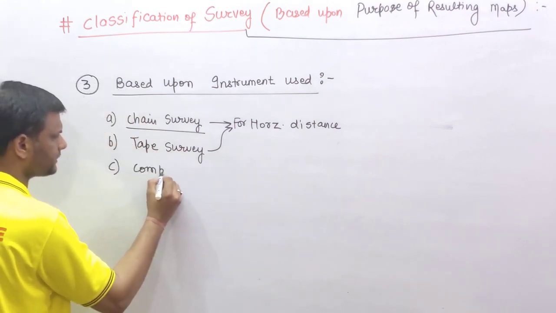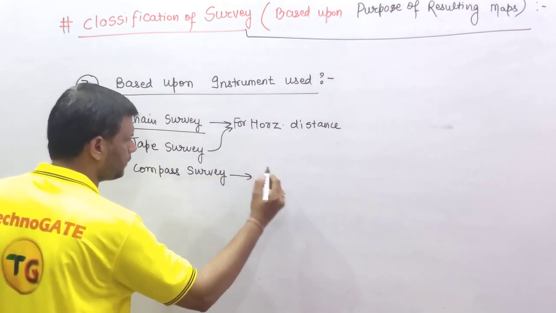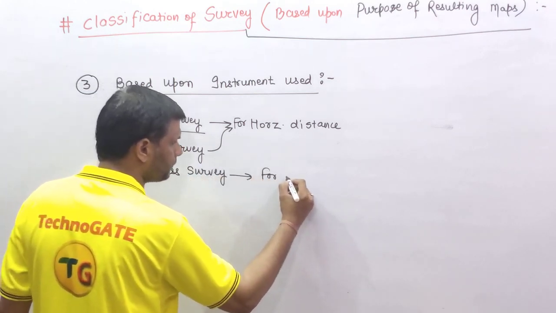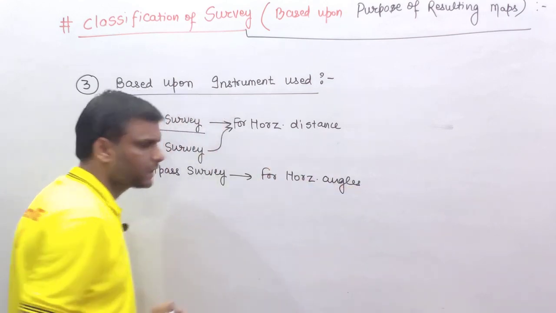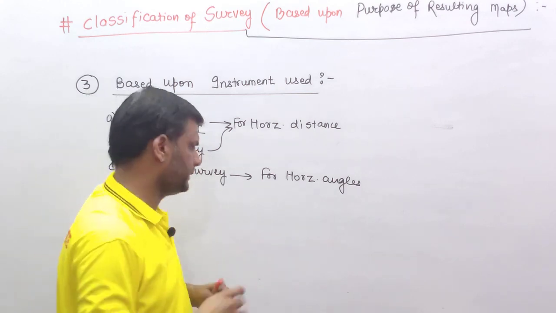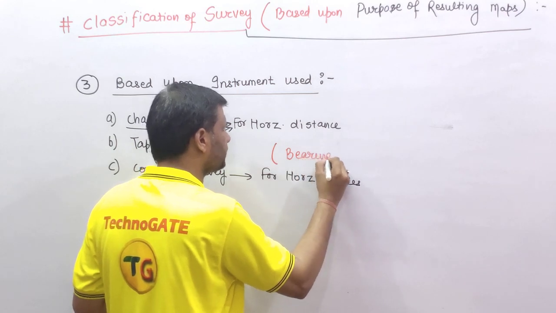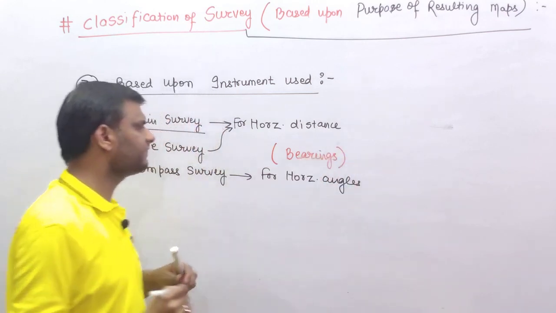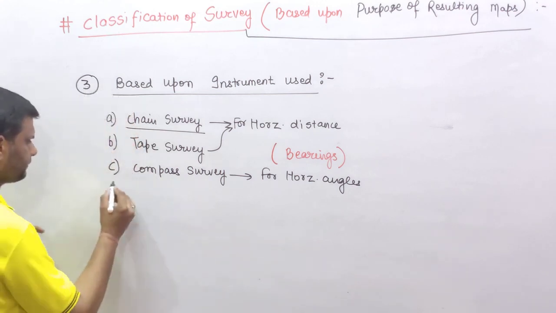For horizontal angles, compass survey is performed. Horizontal angles in surveying, in the geomatics subject, are called bearings.